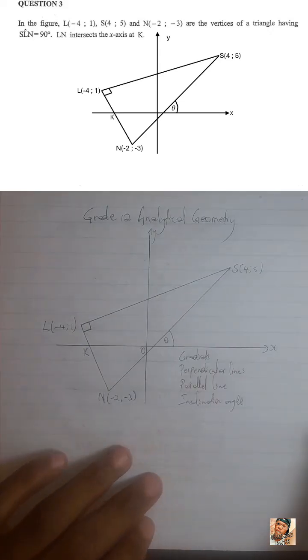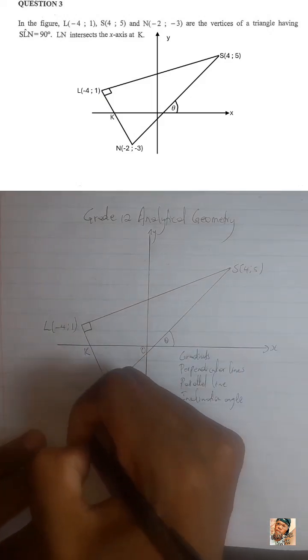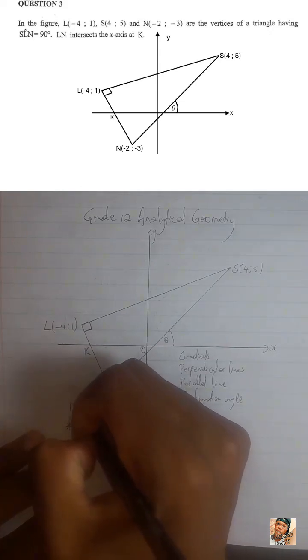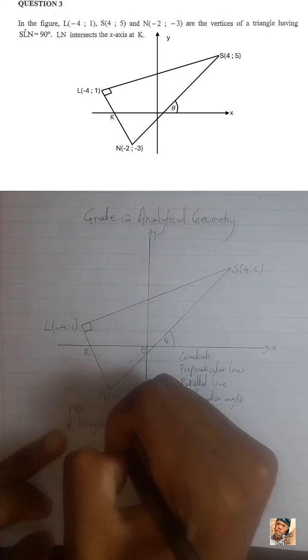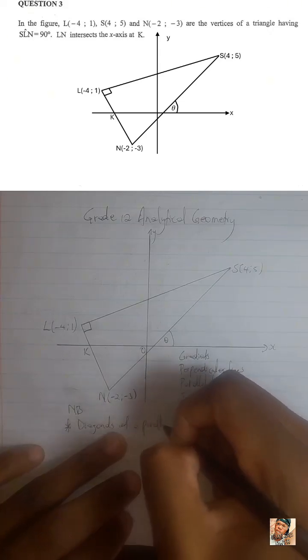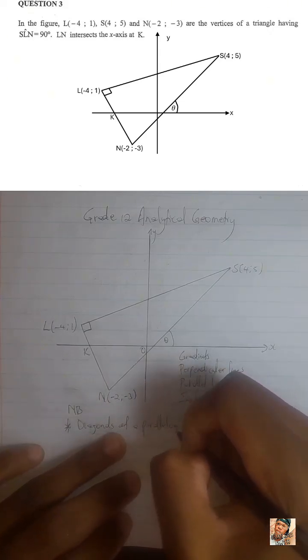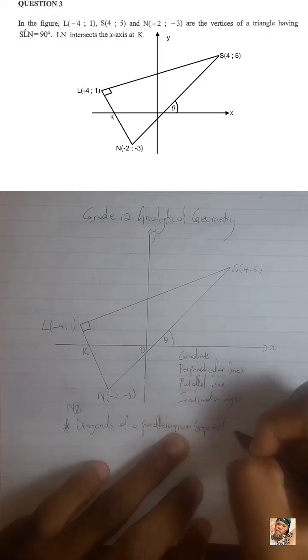I also said there are 2 things that are important, which are the 2 characteristics that I want to put an emphasis on. So let me say NB. The first thing is diagonals of a parallelogram. When I say parallelogram, I'm also talking about square or rectangle.